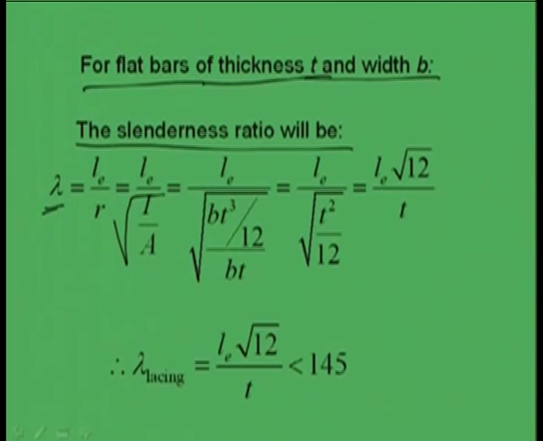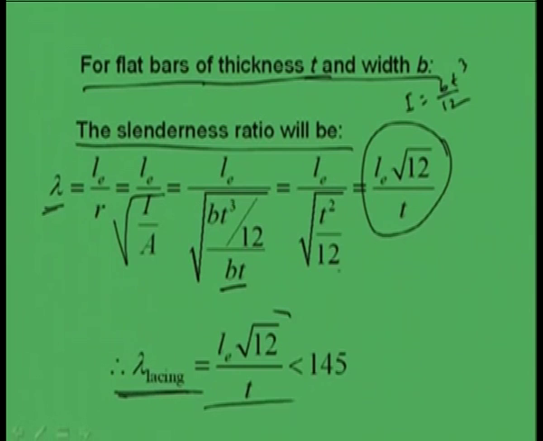So, I will be nothing but BT cube by 12, and area is BT. If we divide by BT, then this will become T square by 12. So, this will become LE into root over 12 by T. That means lambda of lacing will be basically LE into root over 12 by T, which should be less than 145. So, directly we can find out this.